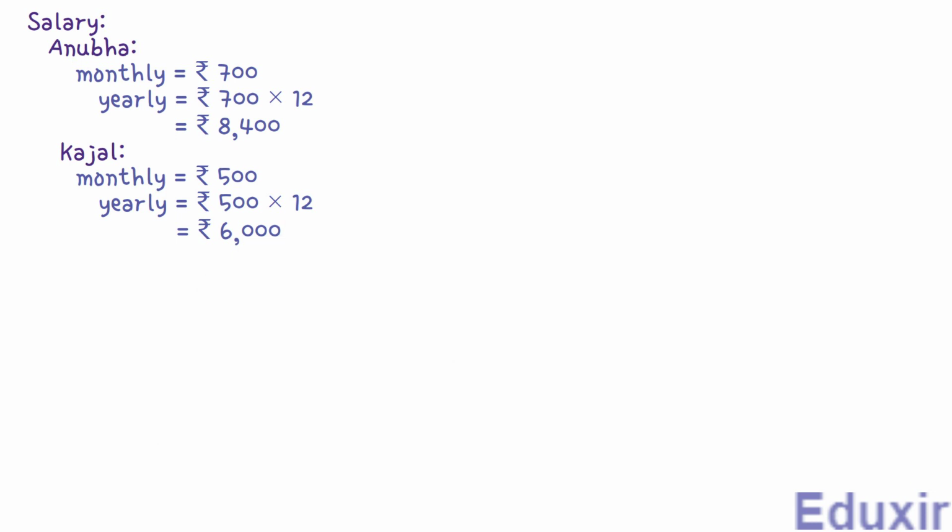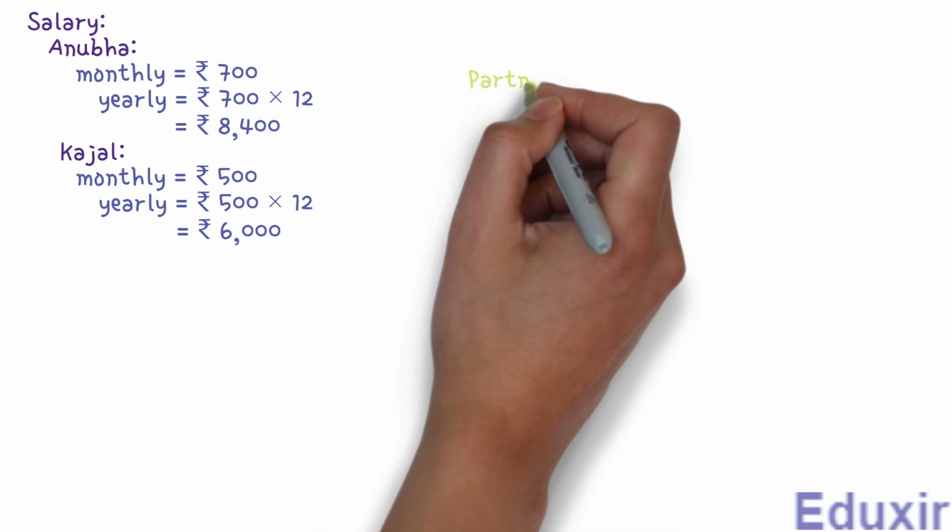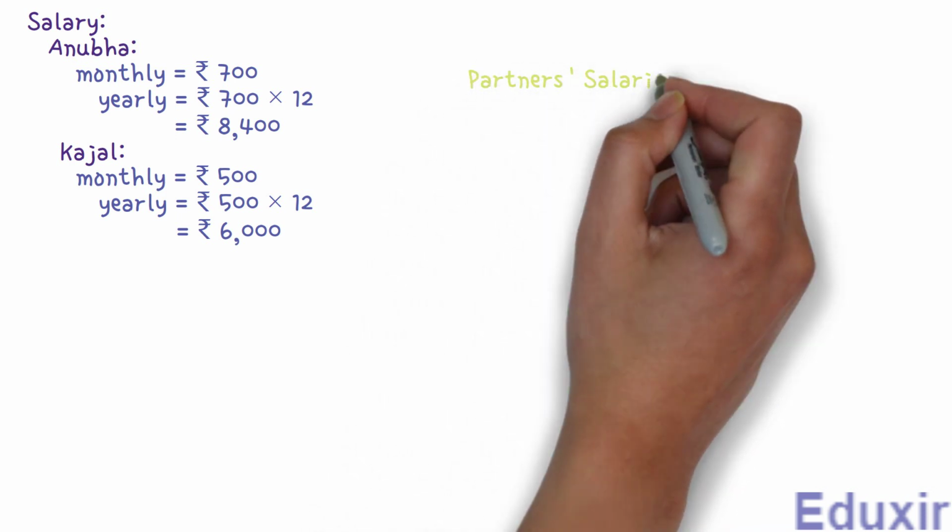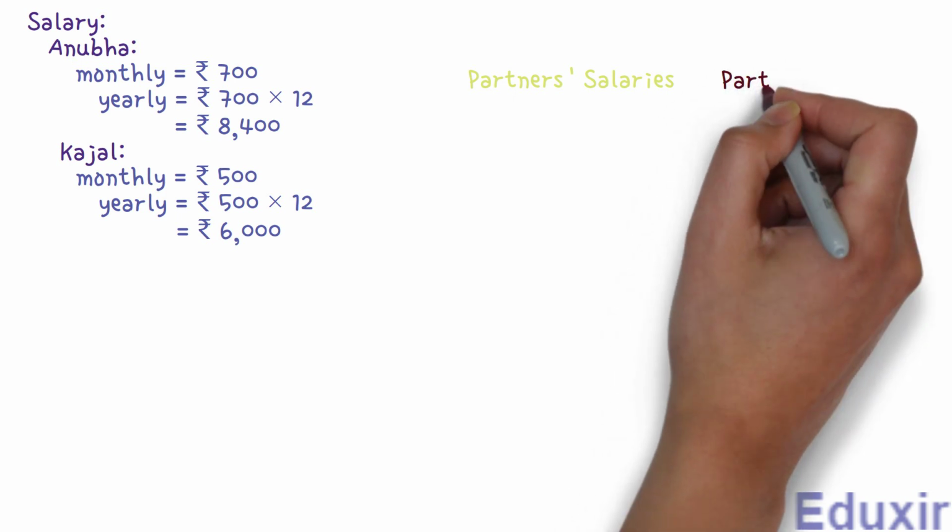Now the partner's salary is not actually a salary, but it's a way of distributing the profits to the partners. So it's not the same as the employee's salary. If you remember, we post the employee's salaries to the salaries account, right? But here it is not the case. The business will maintain a separate account called partner's salaries account, which is different from employee's salaries account. So the way we post the partner's salaries is by debiting the partner's salaries account and crediting the partner's capital account.